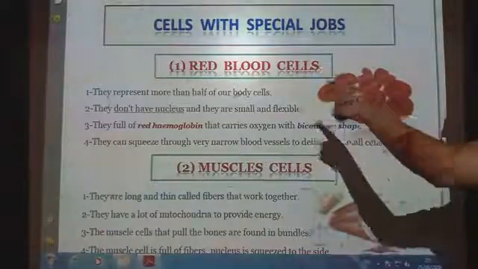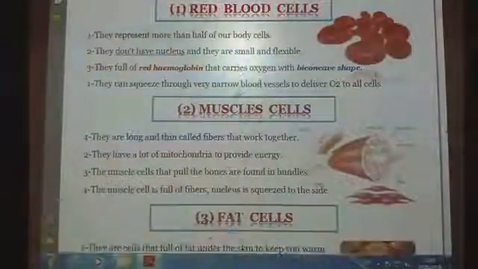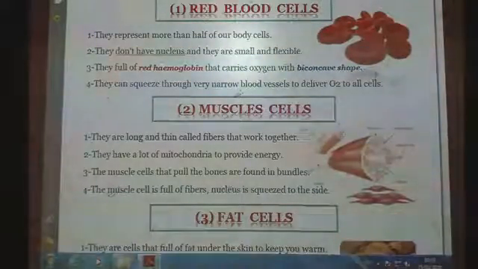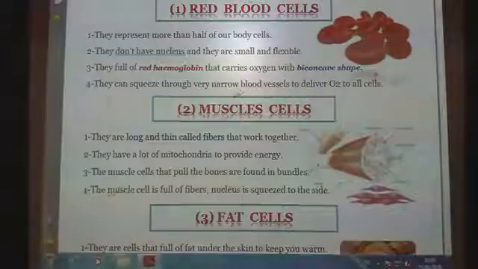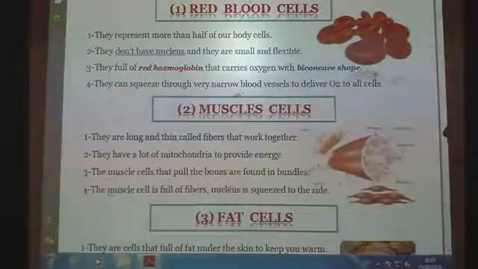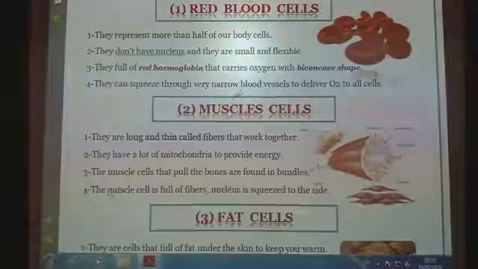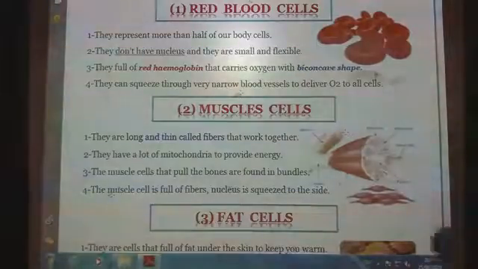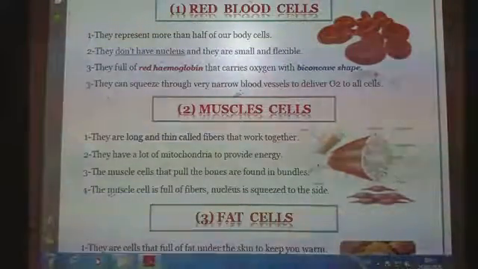Number one, the red blood cells. Red blood cells are very important cells inside the human body, and they represent more than half of the total number of cells, because they play a very important role to stay alive. They contain red hemoglobin to carry oxygen to the body cells for the burning process.